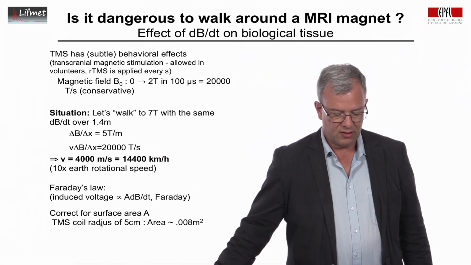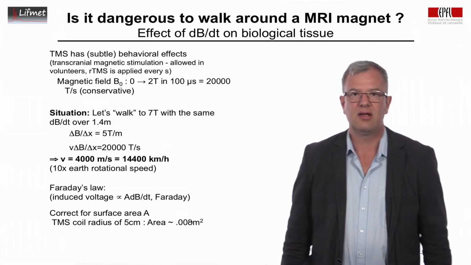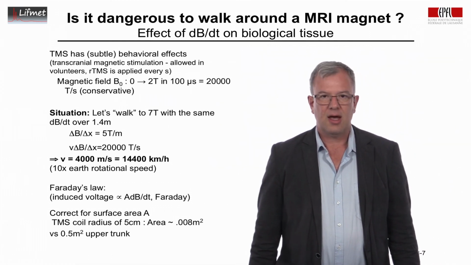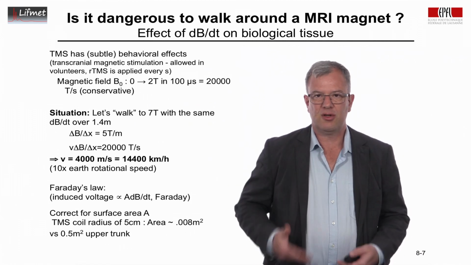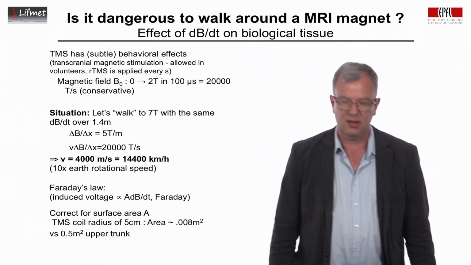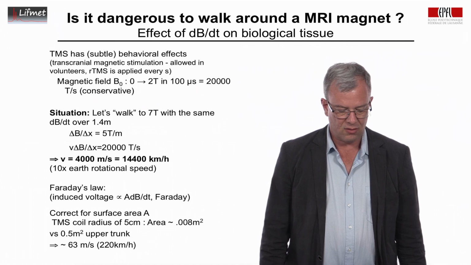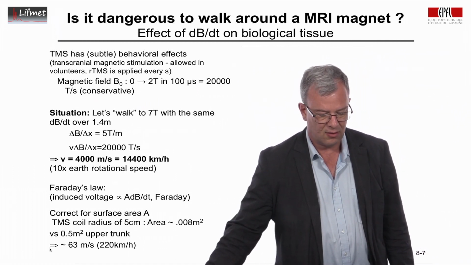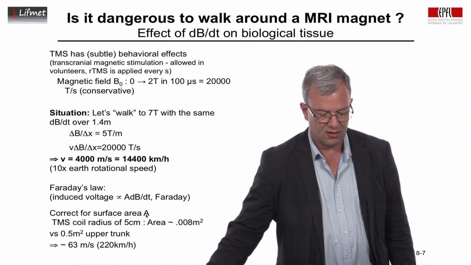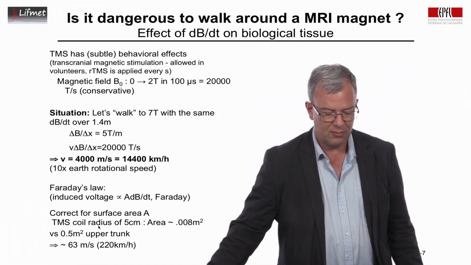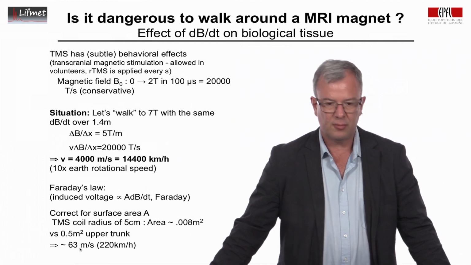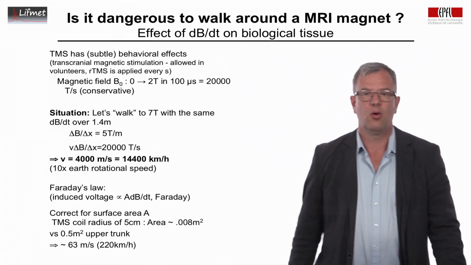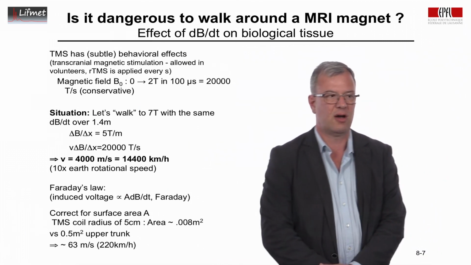For the TMS coil with a radius of 5 centimeters, we can calculate an area of 0.008 square meters. And we'll estimate that my upper trunk here is roughly half a square meter of surface area. We'll correct for the fact that our area is bigger than the area of the TMS coil, and to have the same induced voltage in our body, we obtain a velocity of 63 meters per second, or 220 kilometers per hour.